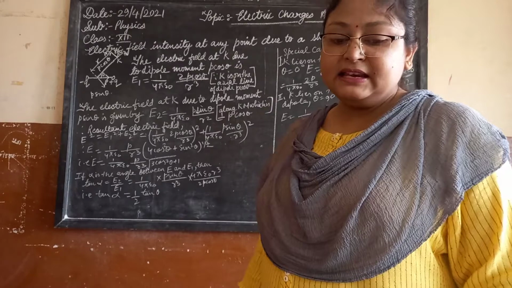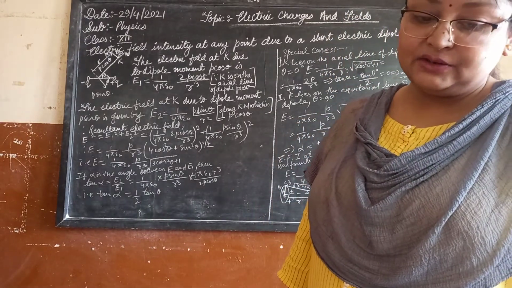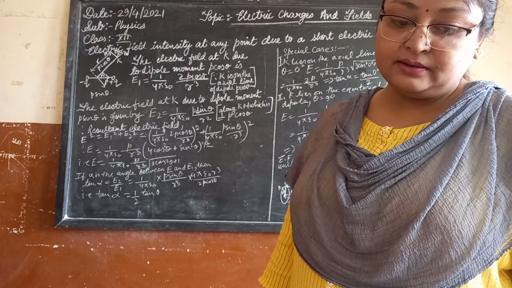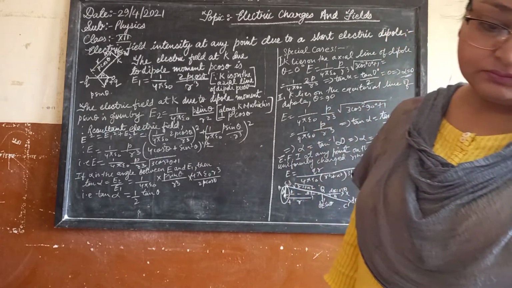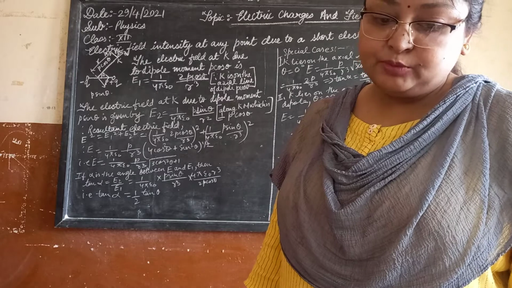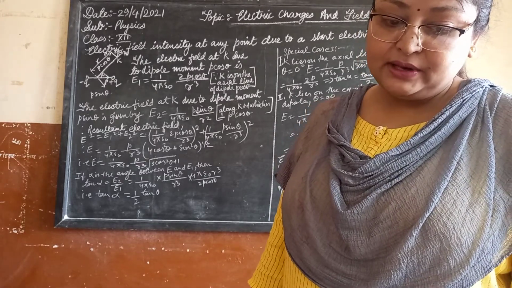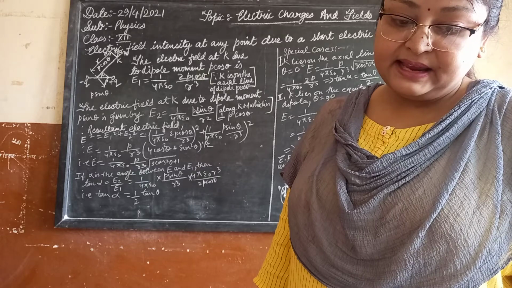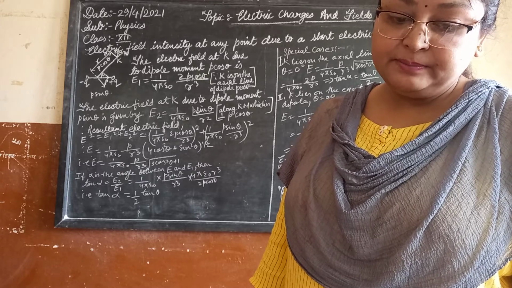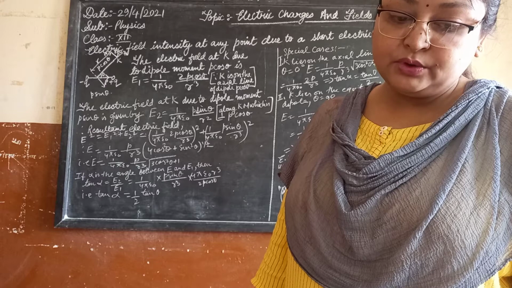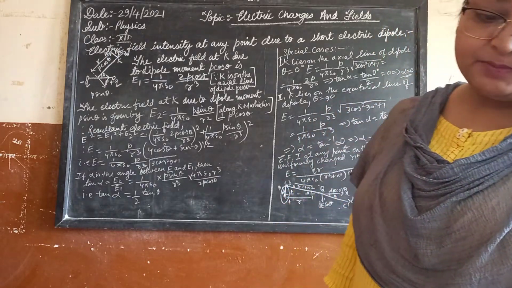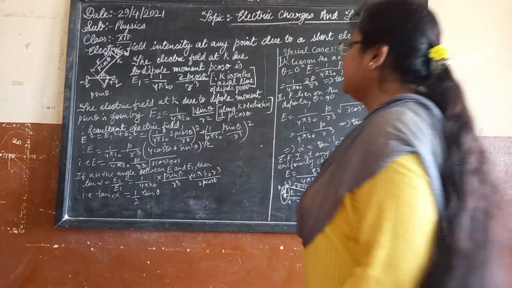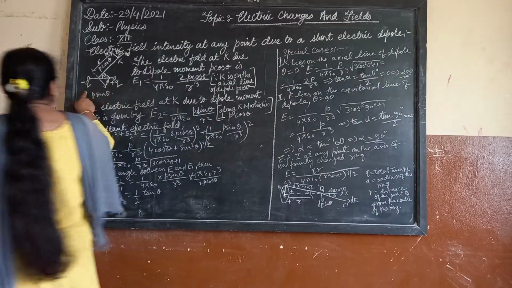So if K be any point, neither on the axial line nor on the equatorial line, let P be the dipole moment of the short electric dipole and O be the midpoint of the dipole. Let the line OK make an angle theta with P. Resolving P along OK and perpendicular to OK, we get P cos theta and P sin theta respectively. So here we have taken two charges, plus Q and minus Q.